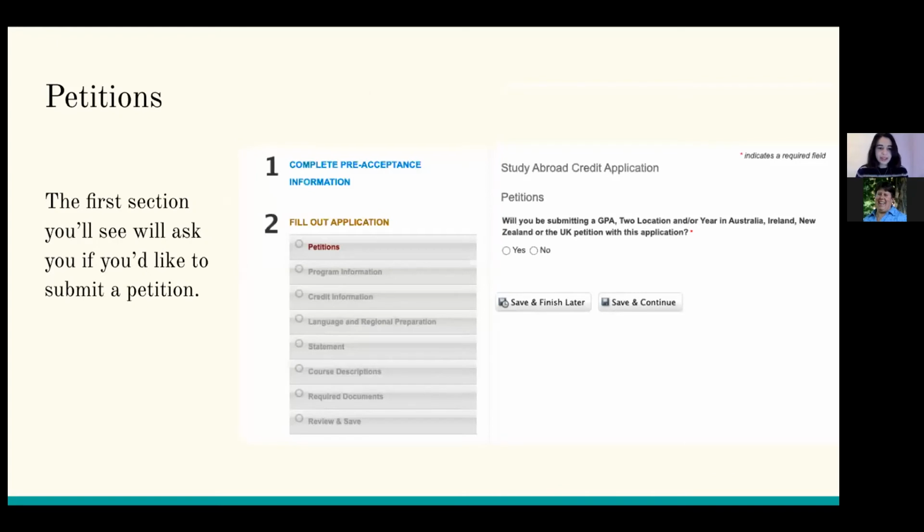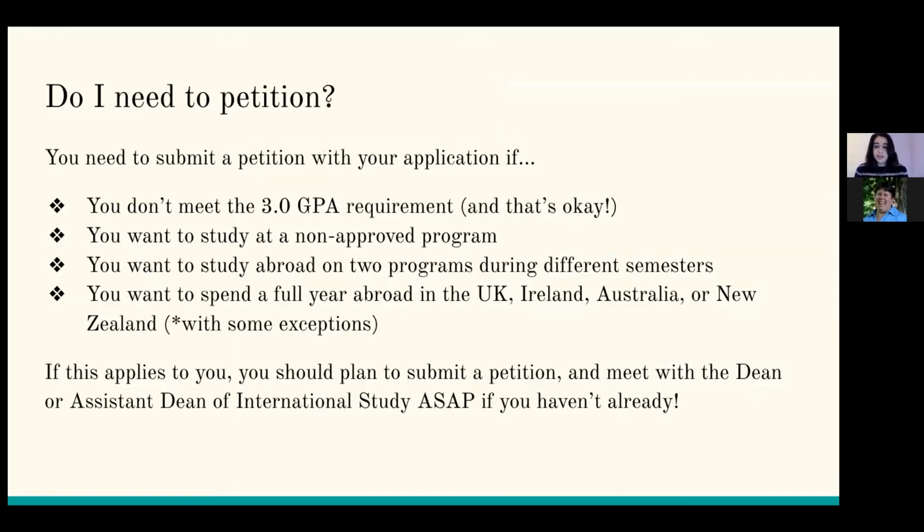Okay, so the first section that you'll see will ask you if you would like to submit a petition. We get a lot of questions about this one, so I'm going to spend some time on it. Do I need to petition? There are some circumstances in which you'll need to petition to go abroad. So you'll need to do that if you don't meet the 3.0 GPA requirement, and that's totally fine if you don't, but you do need to petition if that's the case.